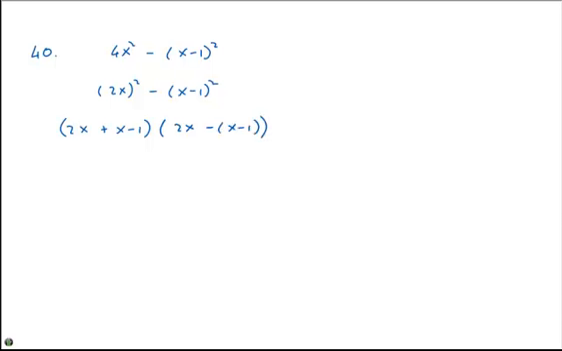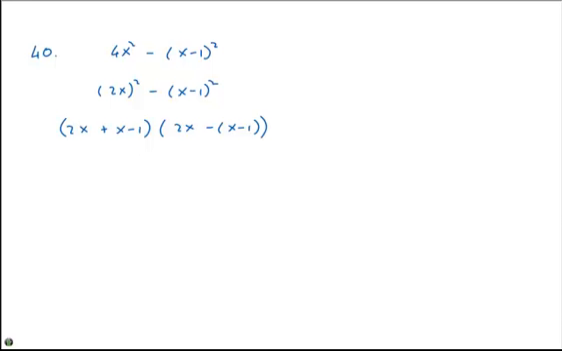Last question. Question 40. I'm going to do this the quick way, and you should try and do it the long way yourselves to make sure you're getting it right. Strictly speaking, this is 2x all squared minus x minus 1 all squared. So it's the difference of two squares, so it's first plus second, and first minus second. Of course, watch how I'm doing the brackets there.